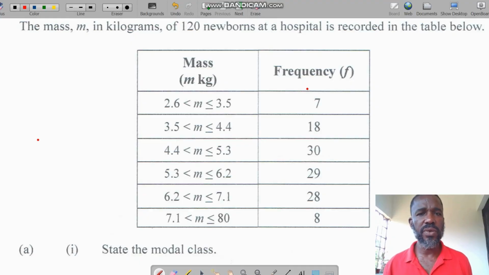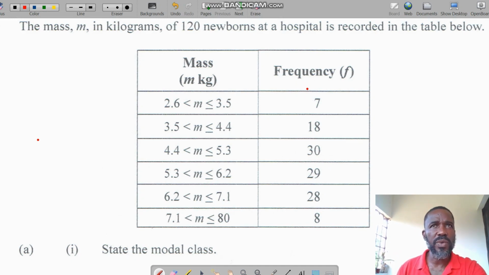Another video in our series. We are still working on the January 2024 paper, and we are at question 5. Question 5 on this year's paper is a statistics question, and so we'll go through it, and I hope that at the end of this video you would have learned something, or if you have learned something, that it will reinforce what you already know.